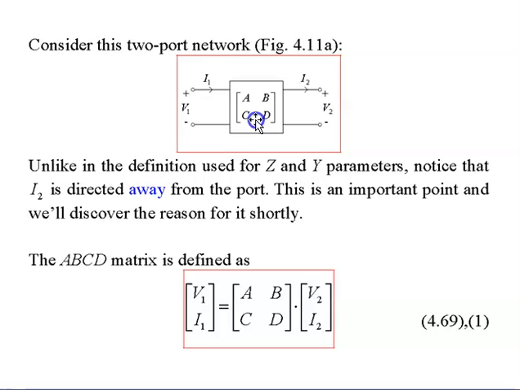But the difference in this diagram from the previous one that we have seen, do you notice here that I2 is directed away from the port? Instead of I2 going into the port, this one is outgoing from the port. This is an important point, and we will show you the reason for it shortly. The ABCD matrix is defined as [V1, I1] equal to [A B; C D] times [V2, I2].